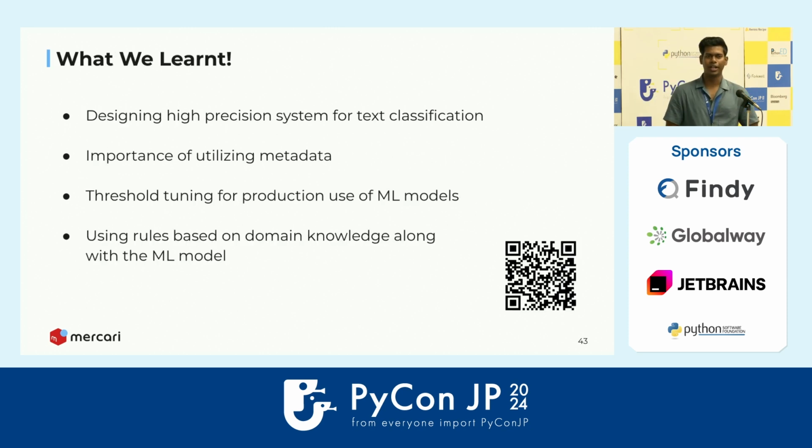All right. So in our talk, we learned how to develop a high precision system for text classification. And we saw it's very crucial to utilize metadata in your classification, because without metadata, it's quite ambiguous to determine which template you should use. We also saw threshold tuning for machine learning models, and this is something you can use for all kinds of different tasks involving machine learning to find suitable thresholds for your tasks. And finally, we saw that just using machine learning is not enough. You should combine it with rules based on your domain knowledge so that you can ensure good precision or good performance from your machine learning model. That's all. Thank you.